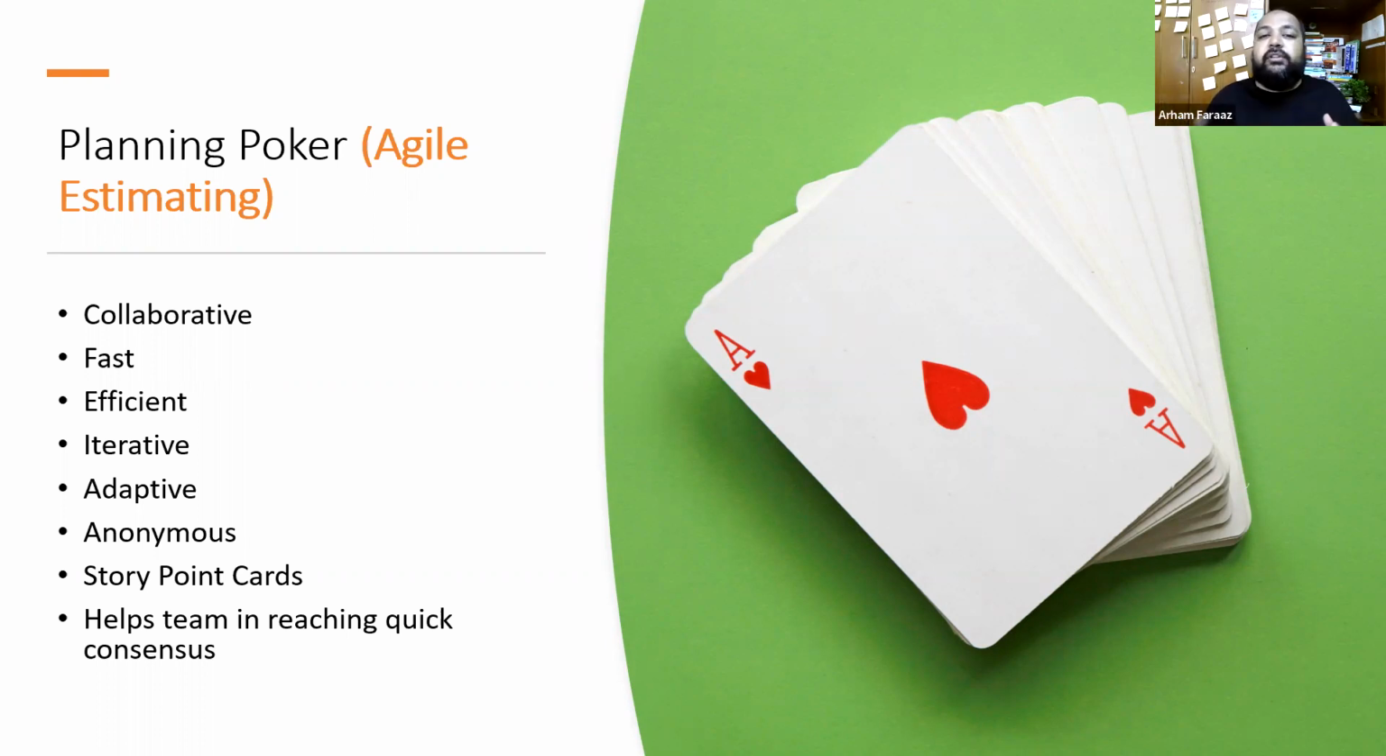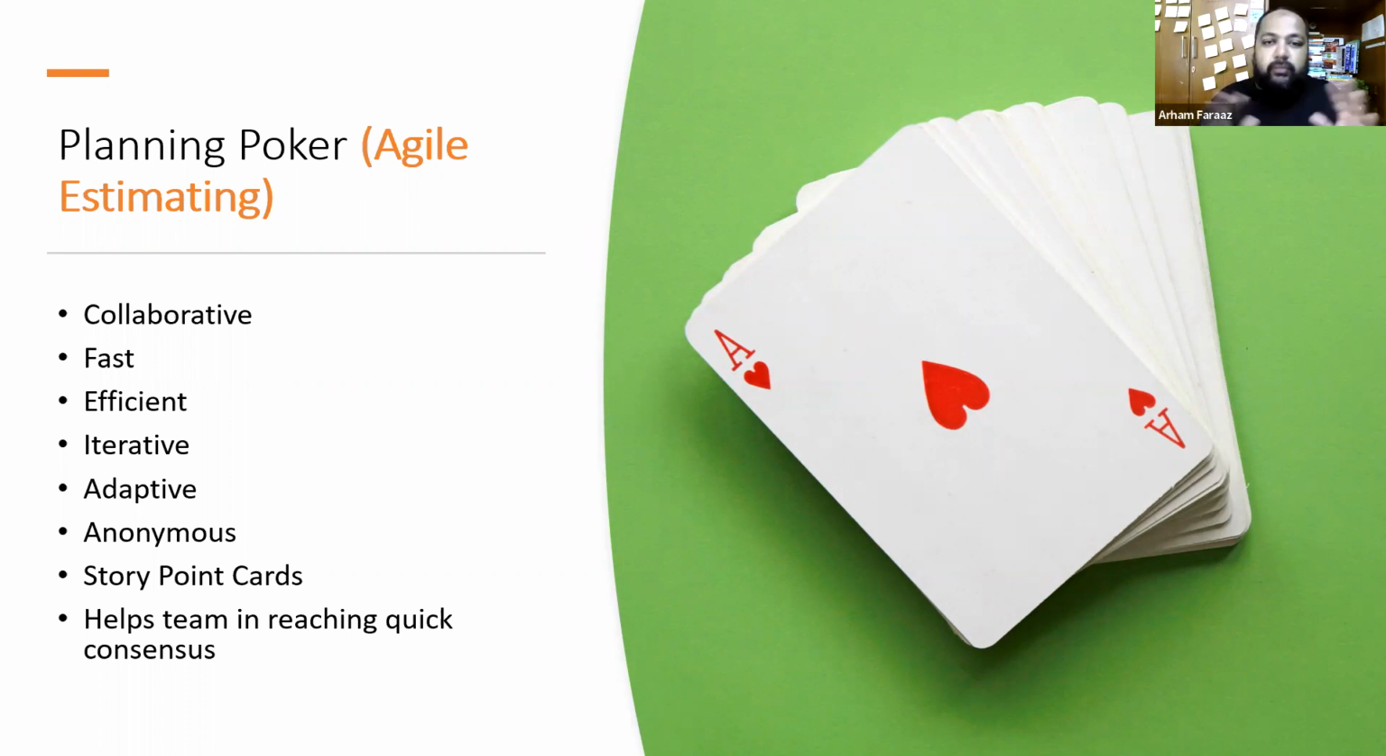It's anonymous. Since people keep the cards reversed, we do not know what exactly the estimate is, so it's not biasing. For example, if developer A puts 3, I might also put 3. Until they turn the card and show, nobody knows the estimate from the other person. So this gives us a more efficient way of estimating. Then we use the story point cards, which helps the team reach quick consensus and start work immediately. That's the advantage of planning poker.